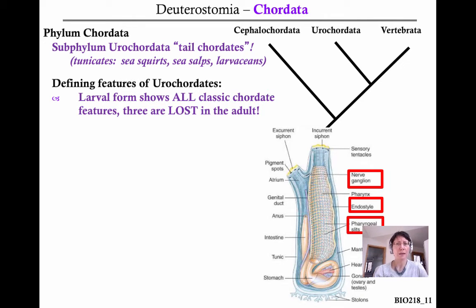Now, so I point that out here. So the larval form, which I think I have a figure of, I'll show you in just a minute, I guess. The larval form shows all of the classic chordate features. And I'm going to show this to you in a minute. This is part of the reason why they show you this diagram here for this particular sort of organism. But hold that thought for a second.